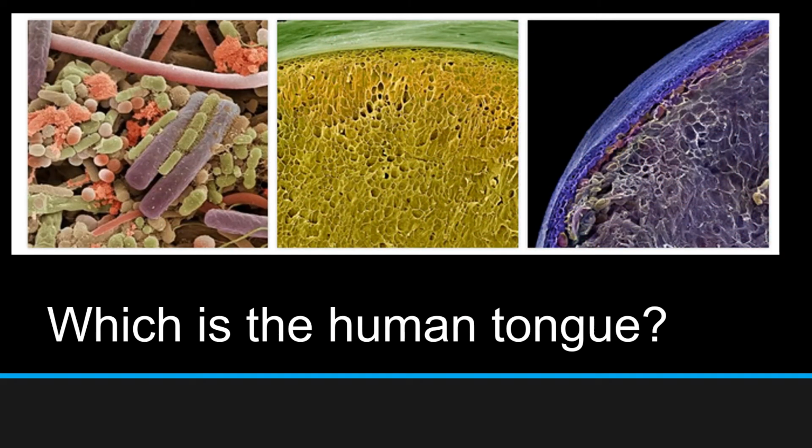Oh, interesting. This next question. Which is the human tongue? So which one of these is the human tongue under a microscope? What does your tongue look like under a microscope? What do you think? Which one of these is the human tongue? Probably not a good idea to try and look at your tongue because I just don't think it's going to help you. Which one of these do you think is the human tongue under a microscope?